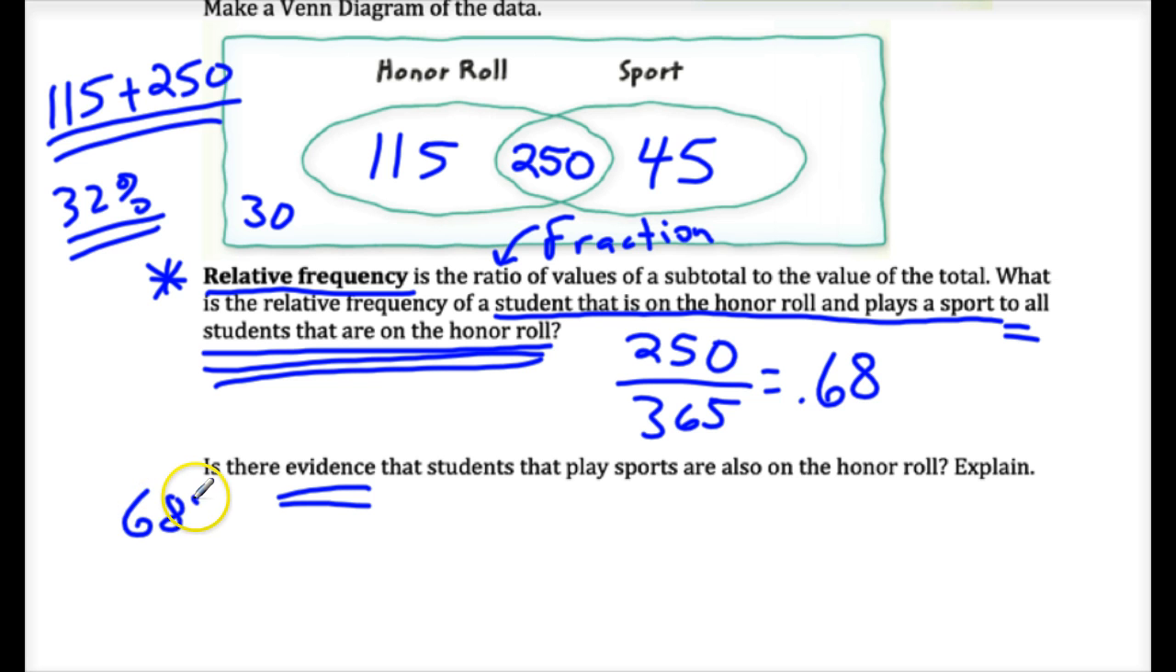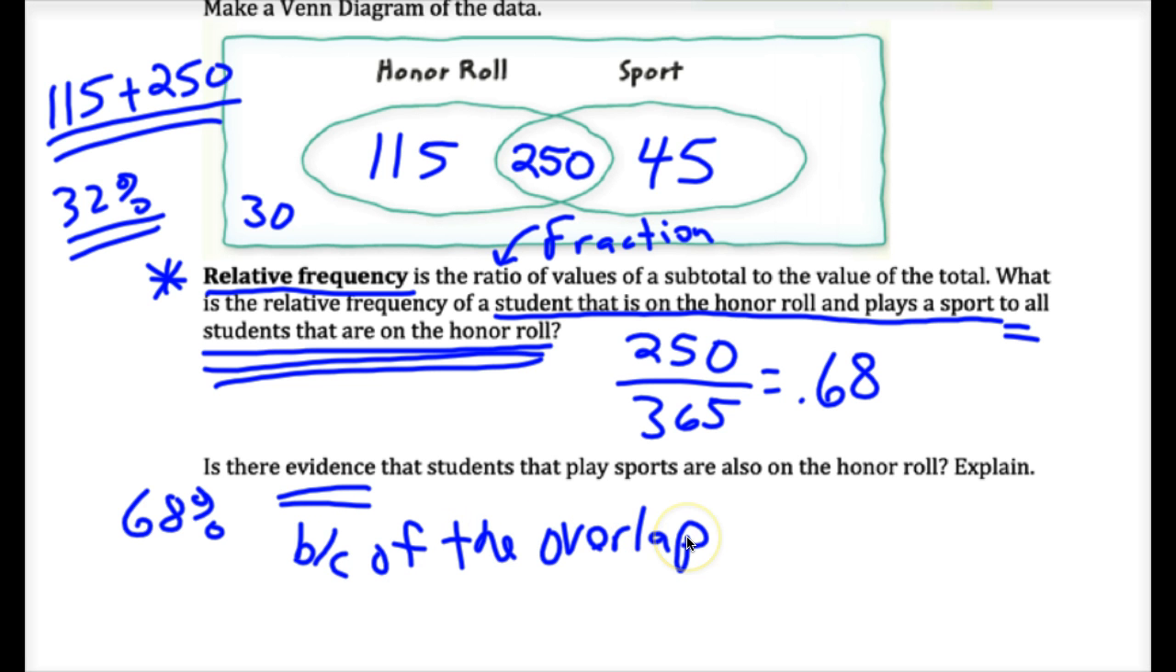The 68%. Or here's what I wrote down. That's what Miss McCall said, 68%, because it's a pretty good percentage of kids that are on the honor roll and also play sports. So 68% is a lot. I put because of the overlap. That's what I always looked for on these Venn diagrams, was overlap. And I'm putting an arrow. Look at that.